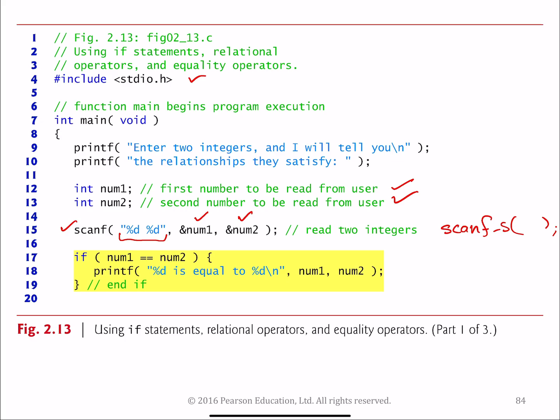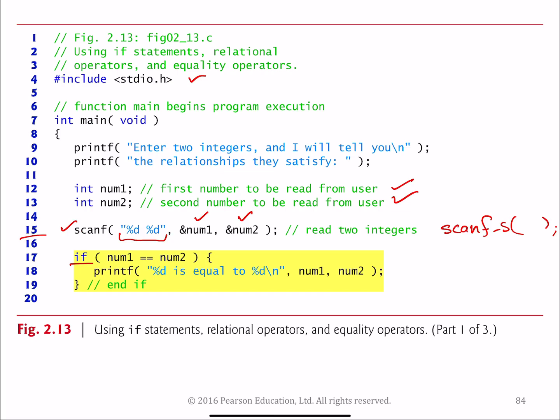And so far, everything up to line 15 is old stuff, should be familiar to us from before. Now here comes the new part. On line 17, you see the use of the if statement. And what we're going to do is we're going to try out all the relational operators in this code.